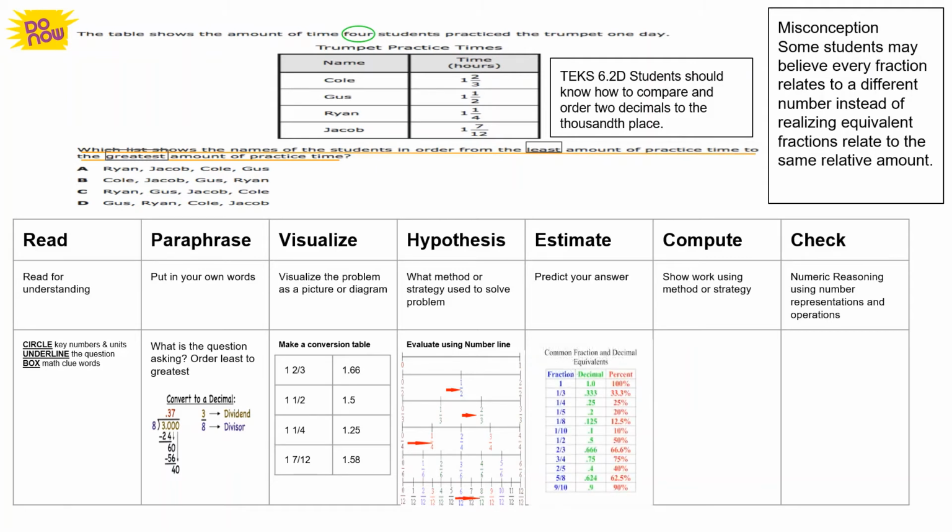Now, let's think about some of the common fractions and decimal equivalents that we already know. So when we look on here, we should have been able to tell that 1/4 is equivalent to 25 because that's a fraction that we should be able to recognize. Also, we could have saved time by knowing that 1/2 is equivalent to 50%, as well as 2/3 is equivalent to 66.6%.